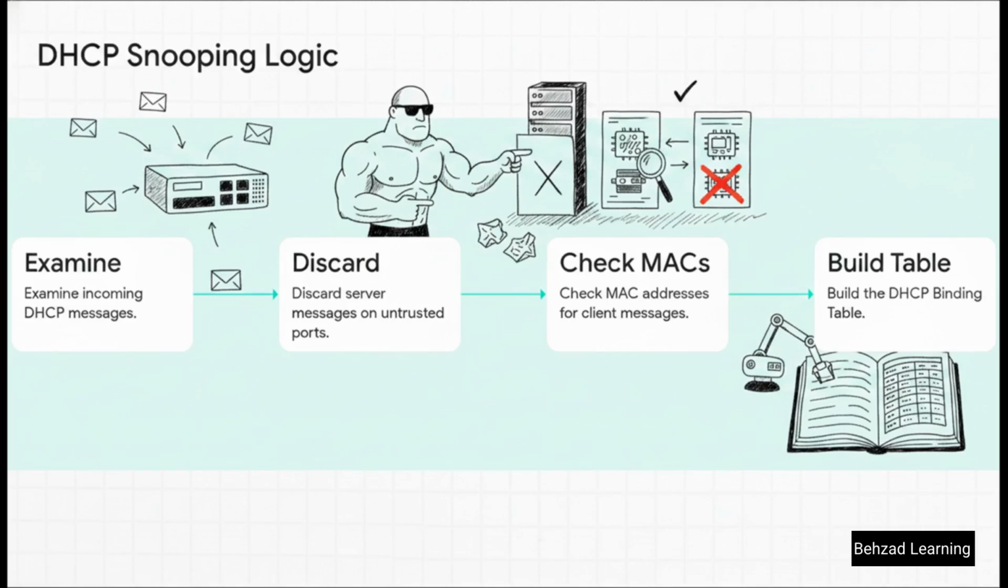Now, for client messages, it strictly validates that the MAC address inside the DHCP Discover payload exactly matches the actual Ethernet frame MAC. It also heavily scrutinizes DHCP release messages just to ensure attackers can't maliciously drop your IP address. And finally, for the good traffic that actually passes all these tests, it builds something highly valuable: a binding table.